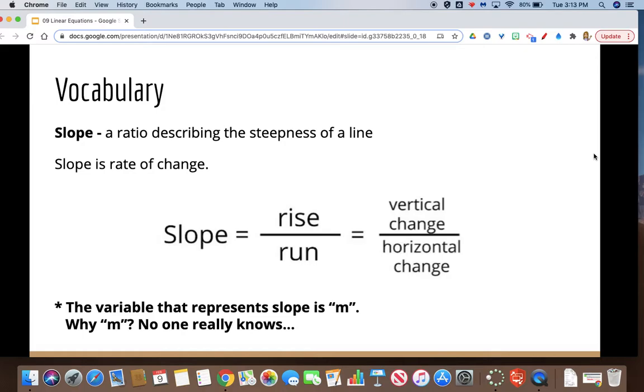The variable that represents slope is m. Why m? No one really knows, but when you see m in our equations or written out in different parts throughout this unit, know that it's used to represent slope.